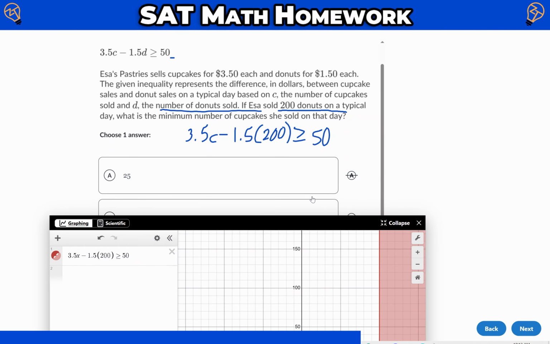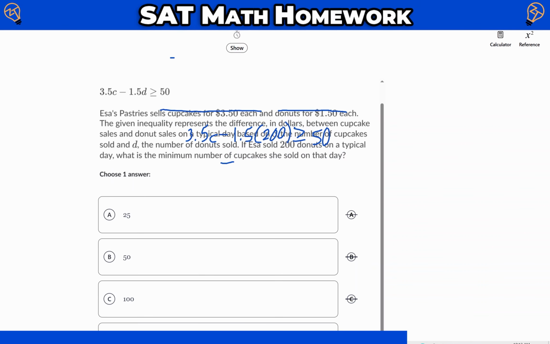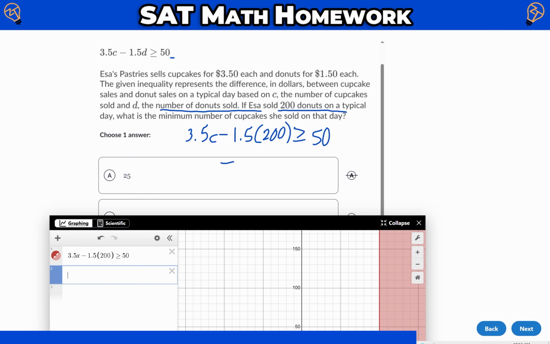But in case you're curious, how could you have done this by hand? It's definitely not too tricky. We're going to go ahead and do the 1.5 times 200, which you could use either your calculator or Desmos, which we have it here, so we might as well just plug it in. So 1.5 times 200 gives us 300. And then we'll write everything else.